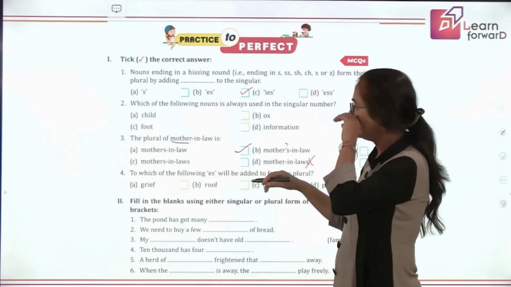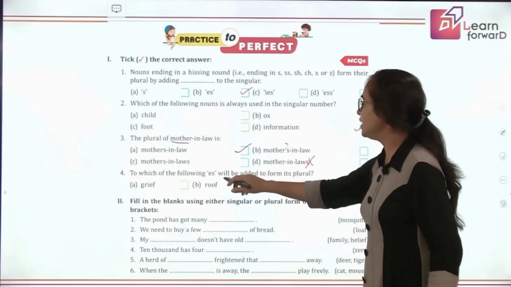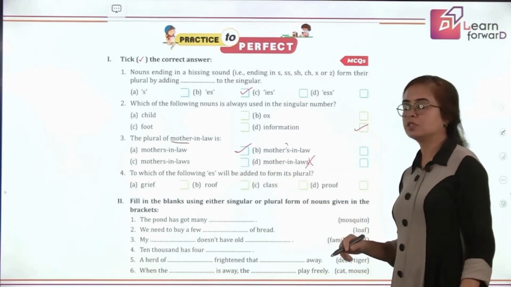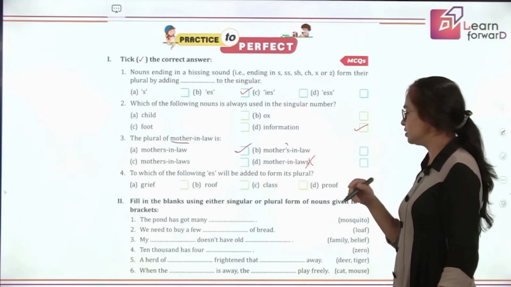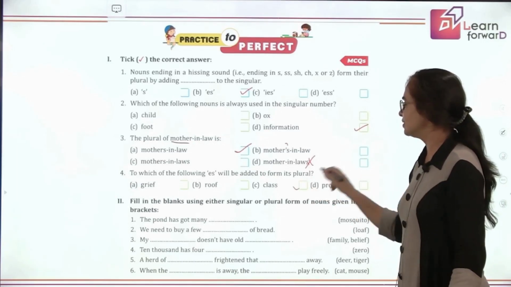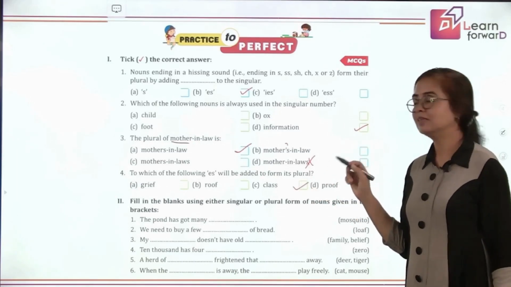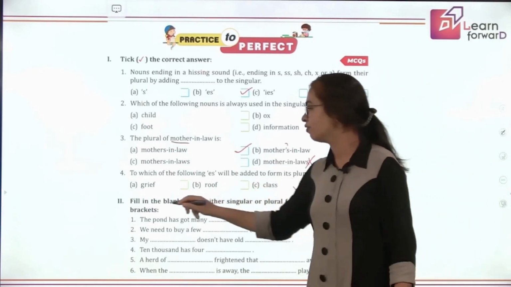Good. To which of the following will es be added to form its plural? And you remember the rule of es, the magical ending sounds? Yes, it's the hiss class. So this sound will have es at the end.